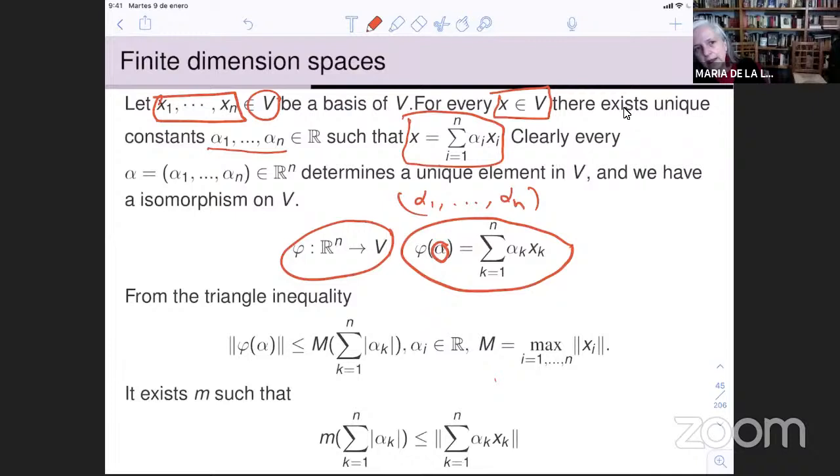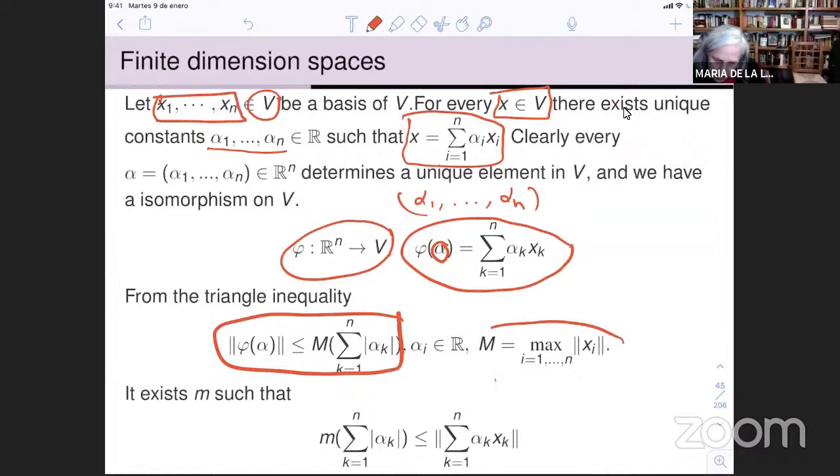We always have the triangle inequality because we have a norm, and because of the norm, we can bound phi of alpha by large M times the sum of the absolute value of the coefficients. What is M? M is the maximum of the norms of each element of the basis. They can be of norm one or not. I am not assuming they have norm one, okay? They can have any norm.